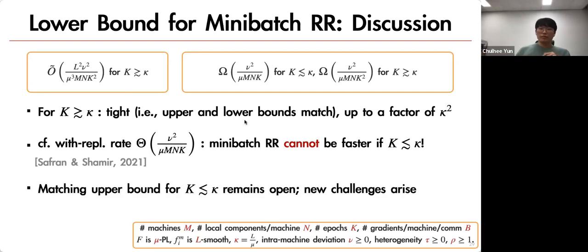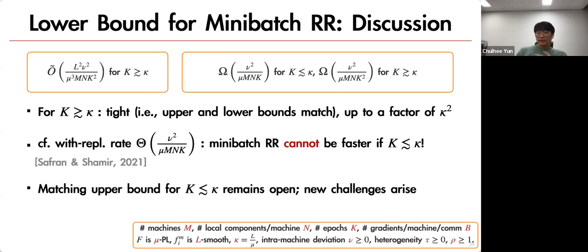And one interesting open problem is to prove a matching upper bound. So in the small epoch regime, proving an upper bound that matches this rate for k smaller than kappa still remains an open problem.